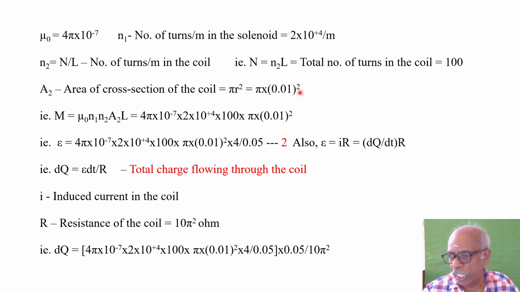Then what is E, the induced EMF? M into dI by dt. Instead of M, you put all these values: 4 pi into 10 power minus 7, into 2 into 10 power plus 4, 100 into pi r squared, into dI, that is 4 ampere, into dt, 0.05. Okay, that's it. So the induced EMF is equal to, you can also write this as I into R.